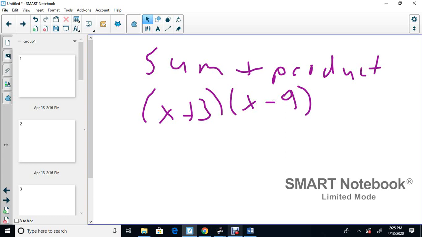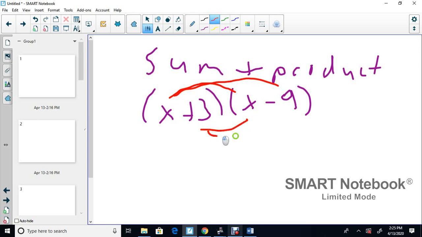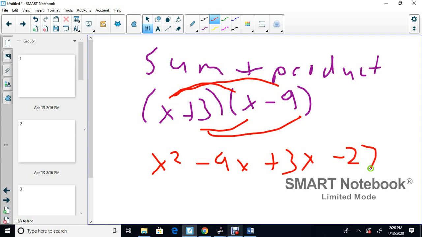And now you expand. If you can't remember how to expand, you go this times that, and this times that, this times that, and this times that. So you get x squared minus 9x plus 3x minus 27. And then you get x squared minus 6x minus 27.